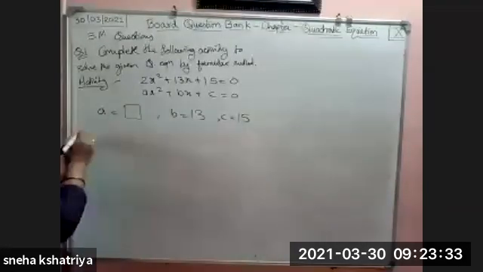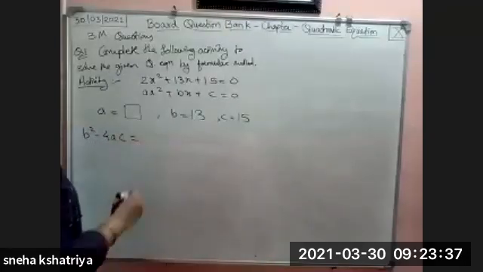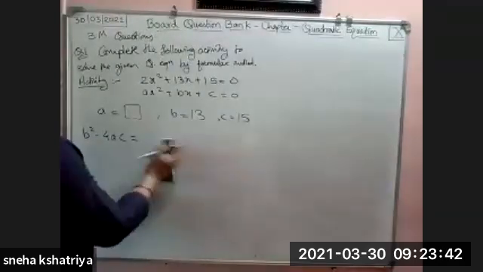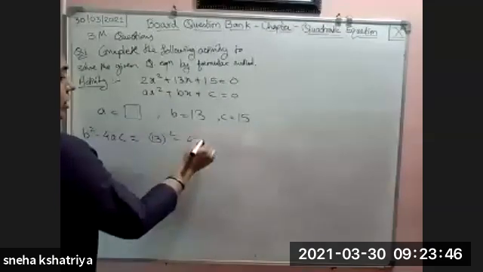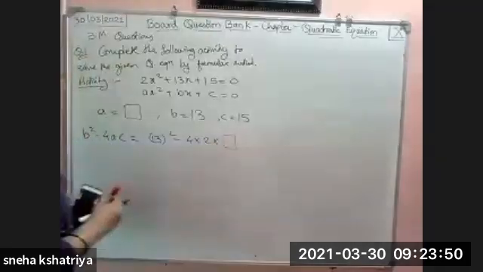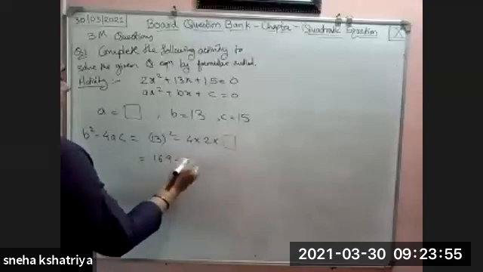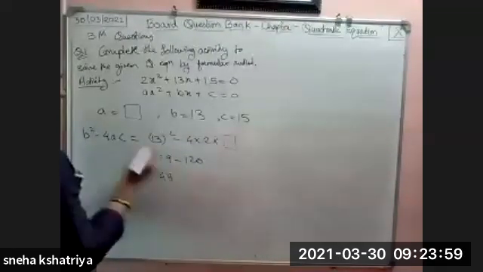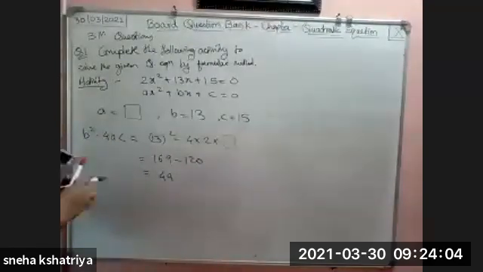Okay. So after this, what do we find? b square minus 4ac, which is equal to 13 square minus 4 into 2 into, your box. What value will come in that box? And the last answer is 169 minus 120, which is equal to 49. Okay, this is given.